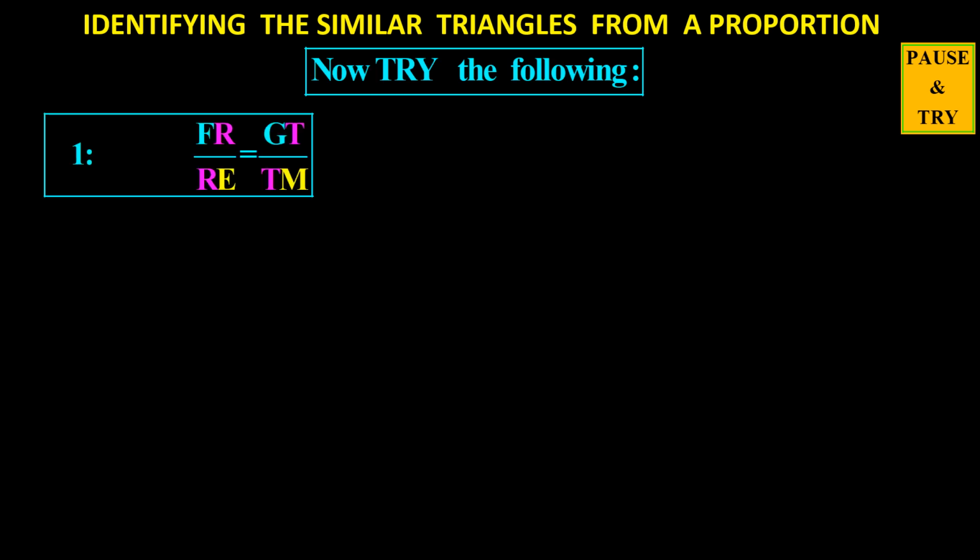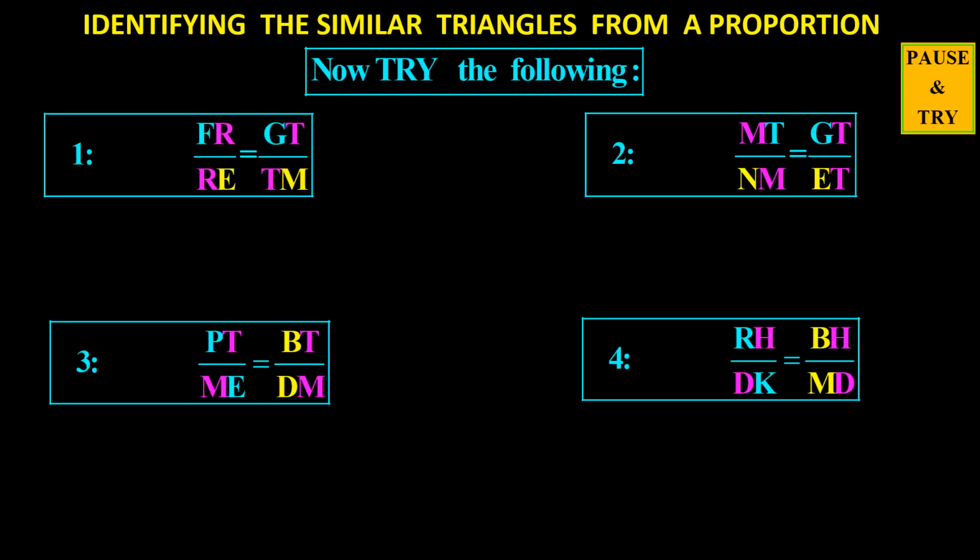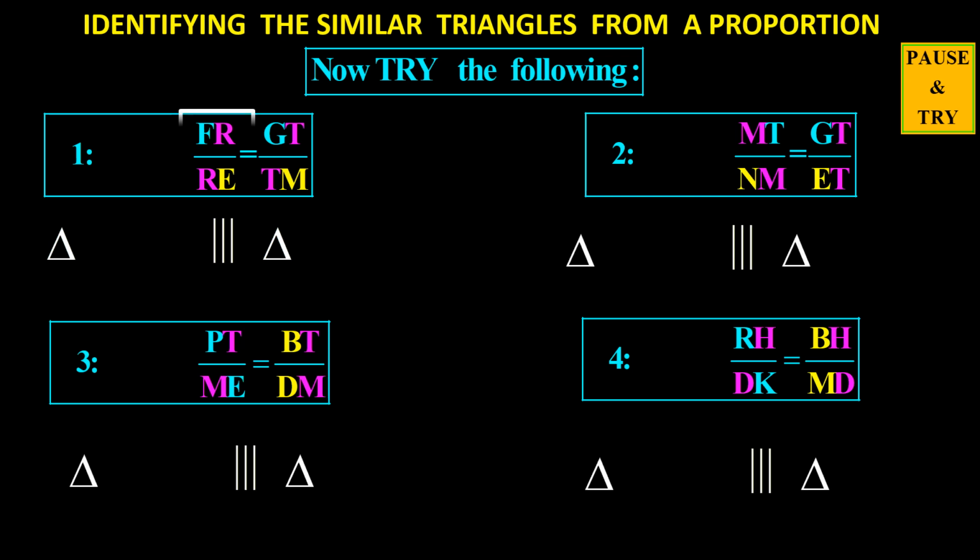You have to try the following there. There are four proportions, and from each of these proportions there, you must get the similar triangles, and remember it has to be in the same order. I've color-coded it just to assist you there. Let's see, 1 minute should be more than enough.